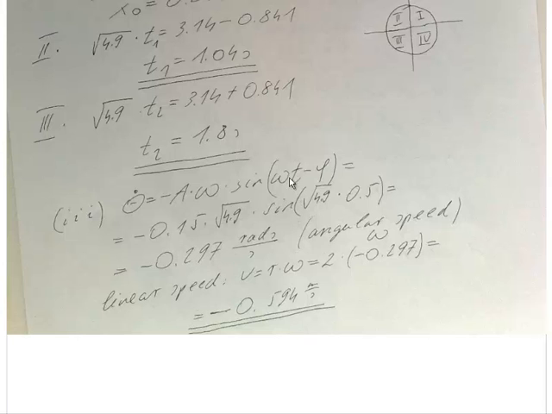value. Very important that we should change our calculator to radians instead of degrees. So this is the angular speed, and linear speed is equal to r times omega. r is 2, so we get the linear speed.